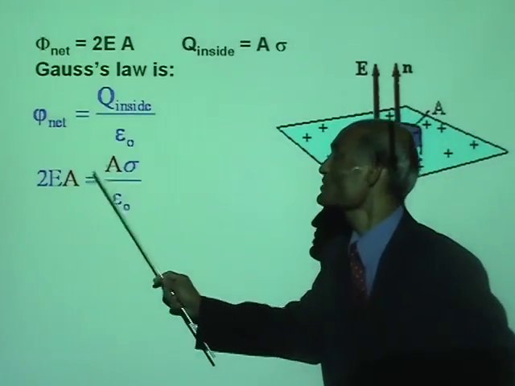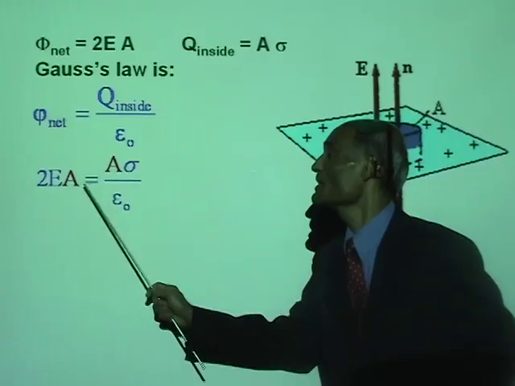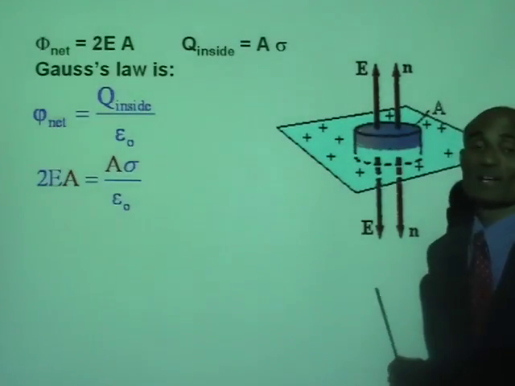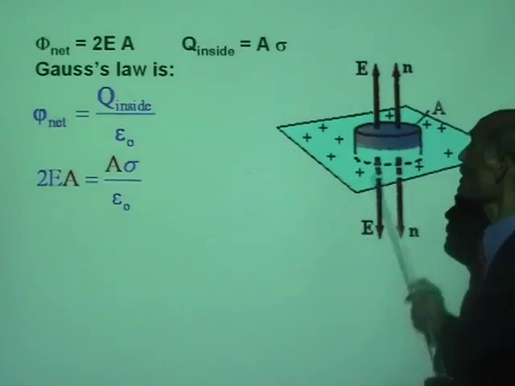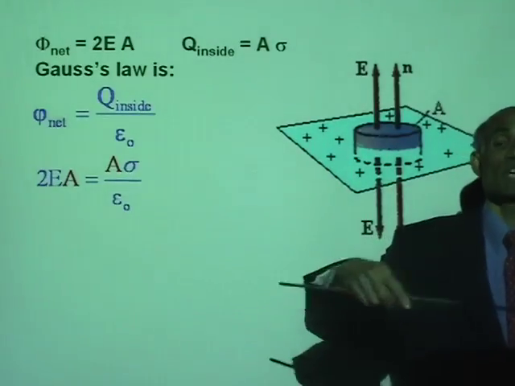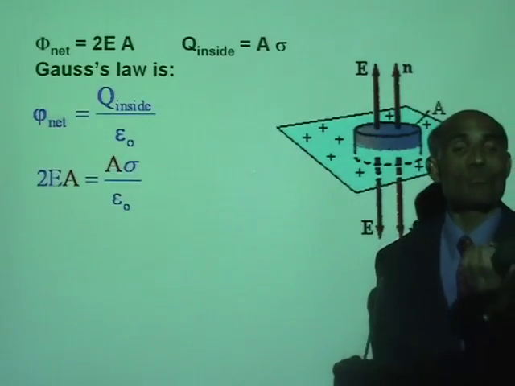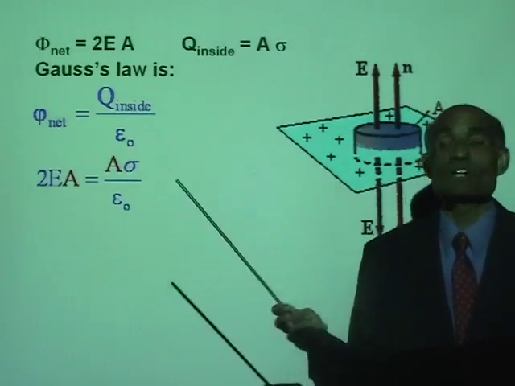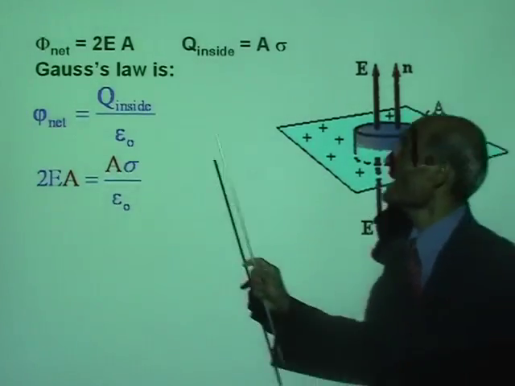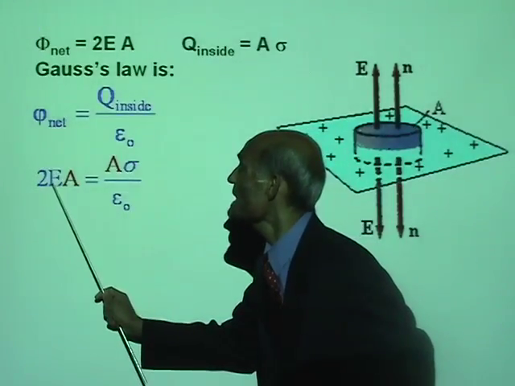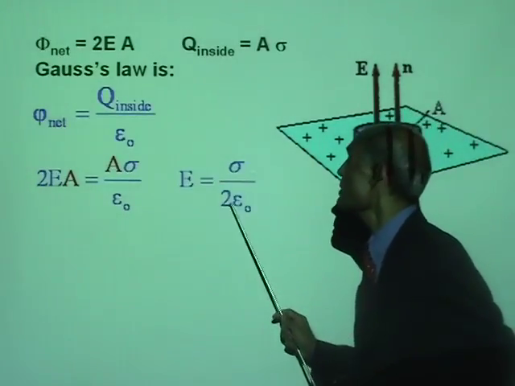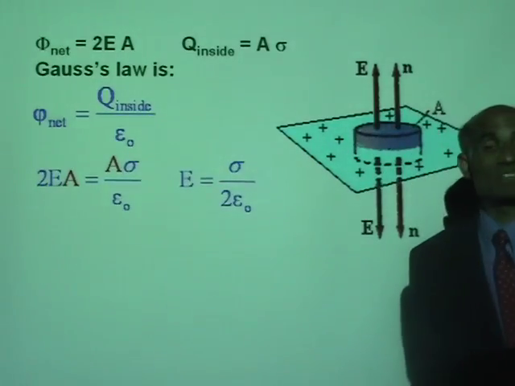So on the left side, if you divide both sides by A, the A will disappear. That means the area of the pillbox is not important. You can take a big pillbox or a small pillbox. That area will not affect our calculations since it cancels. Therefore, can you solve for E from there? What is E equal to? E equal to sigma over 2 epsilon naught.